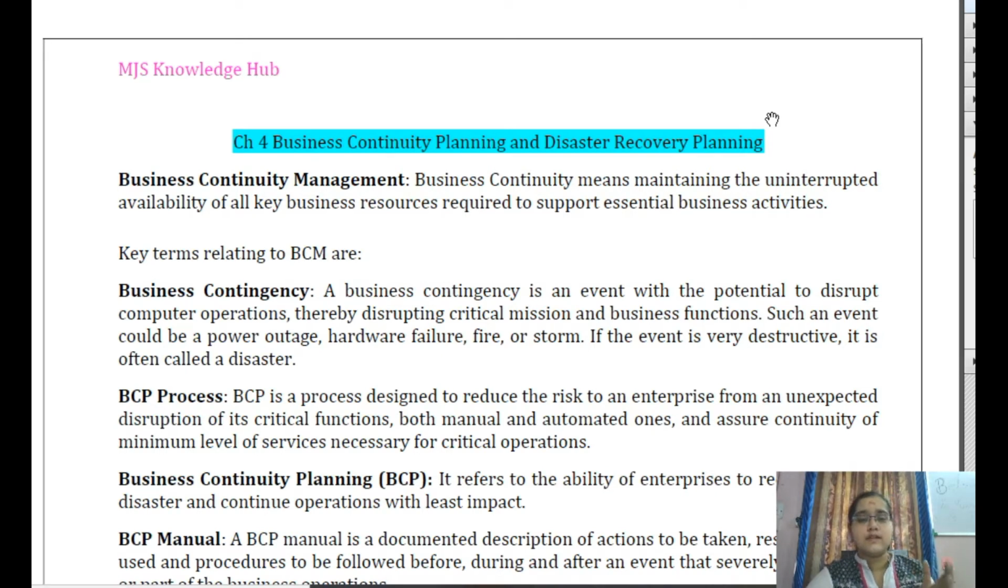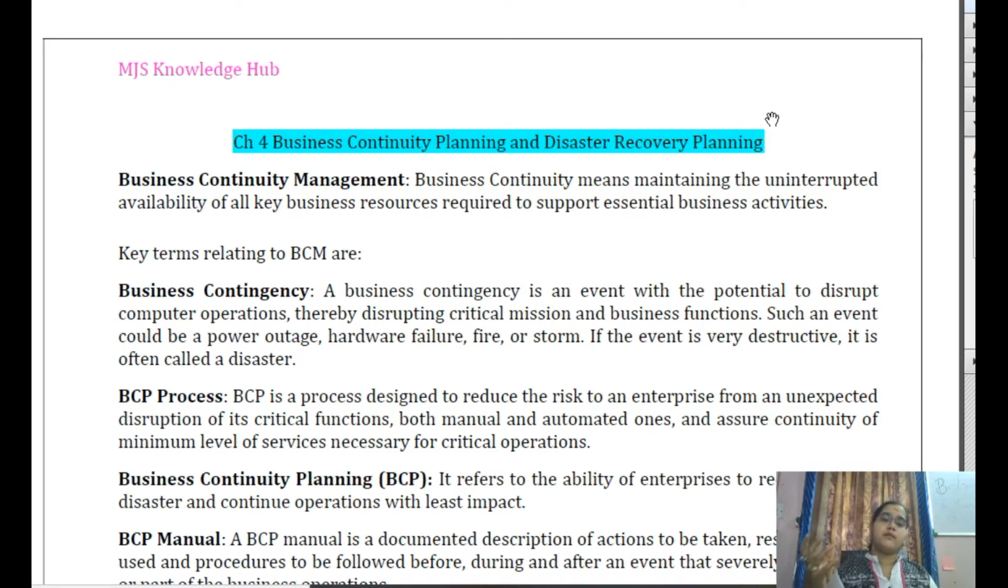What are the critical functions, whether manual or automated? The BCP process is designed to reduce the risk to an enterprise from unexpected disruption. The process will assure that the business will be running smoothly and can recover in a minimum amount of time. Once you have a process in place, there must be a policy in the organization. Therefore, we will be developing a business continuity planning policy. It will describe what steps are to be taken if any disaster happens.